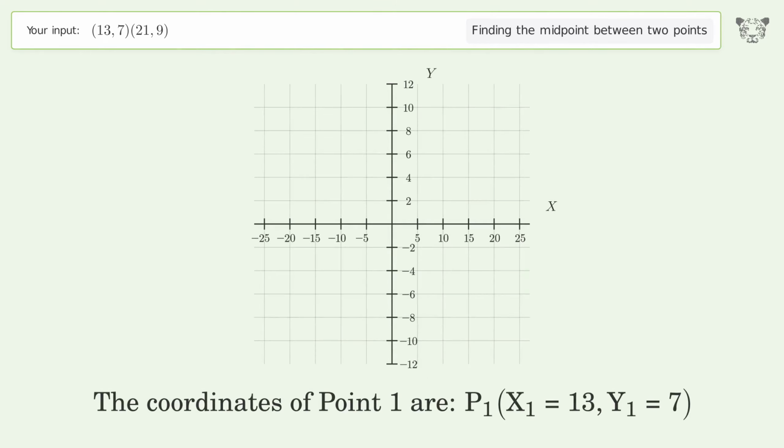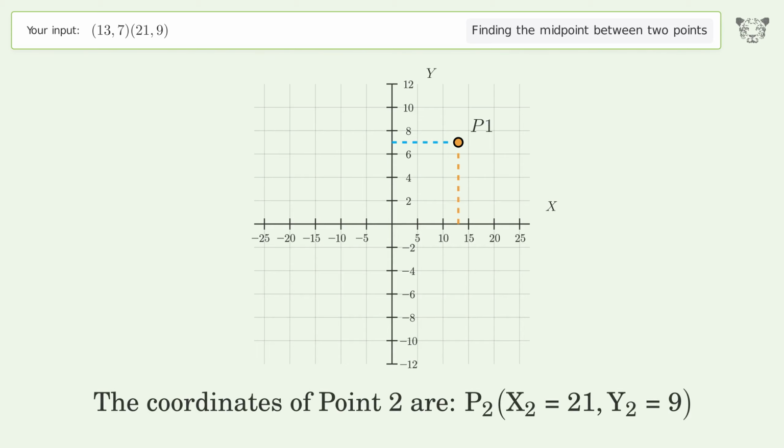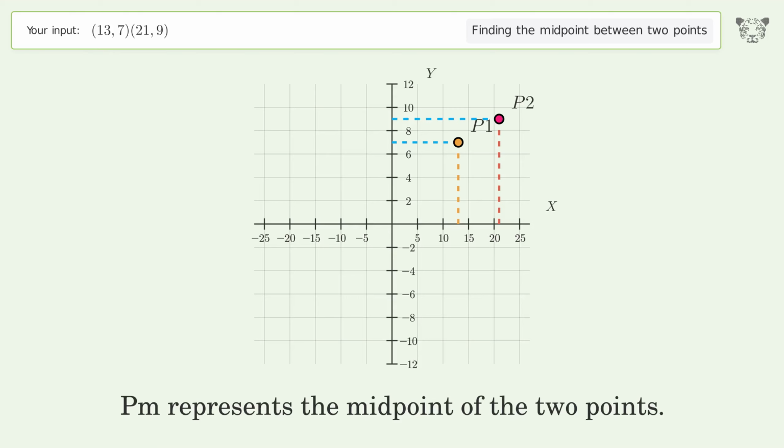The coordinates of point 1 are, x1 equals 13, y1 equals 7. The coordinates of point 2 are, x2 equals 21, y2 equals 9. PM represents the midpoint of the 2 points.